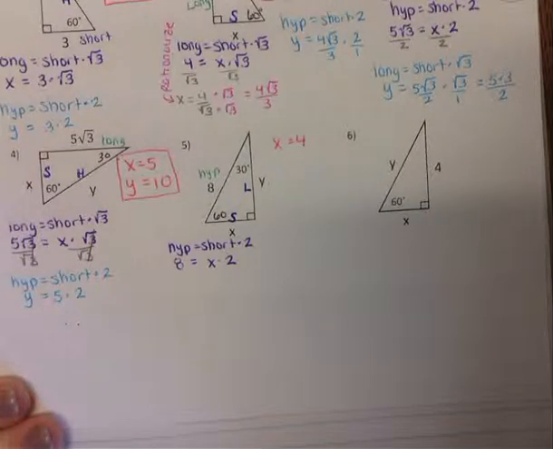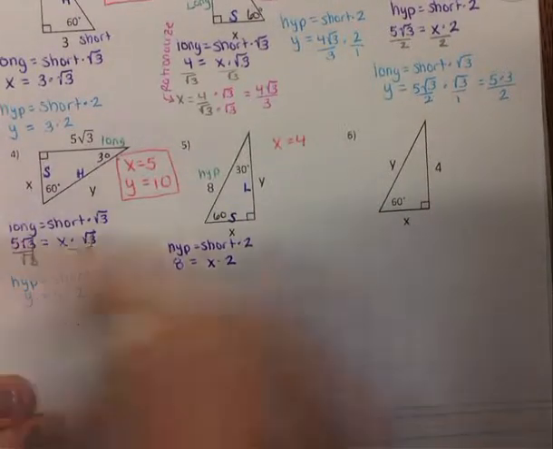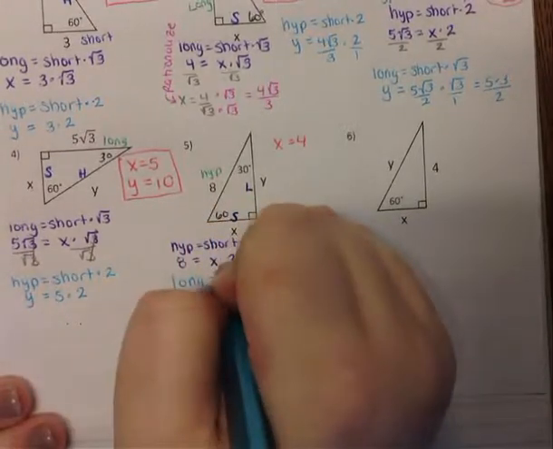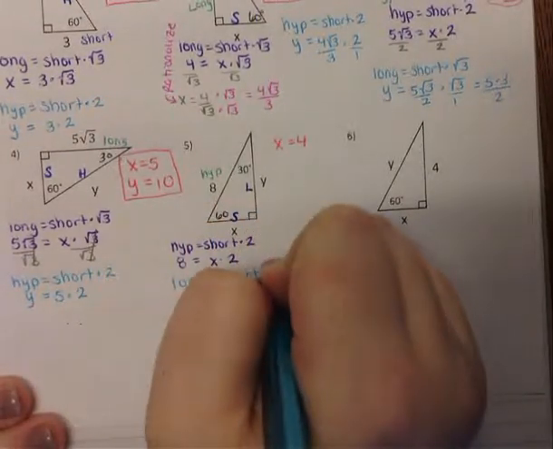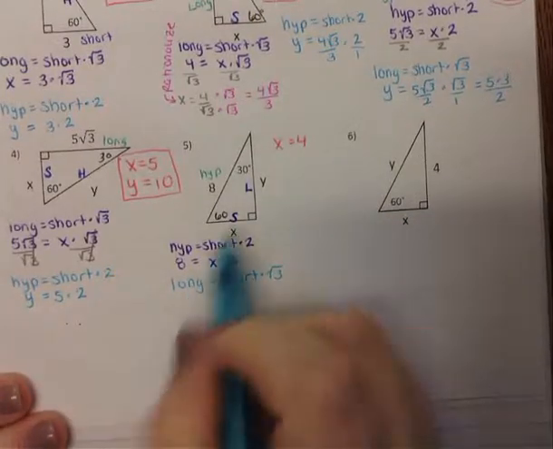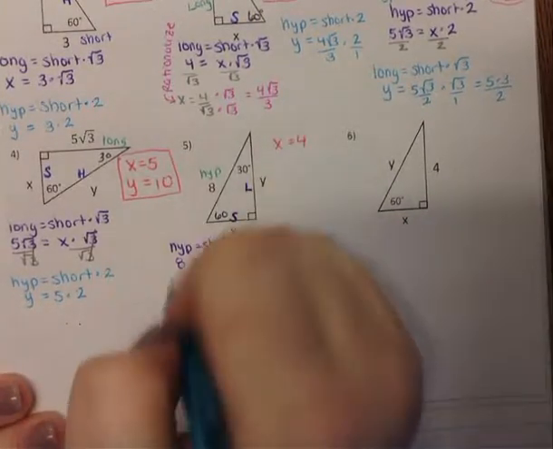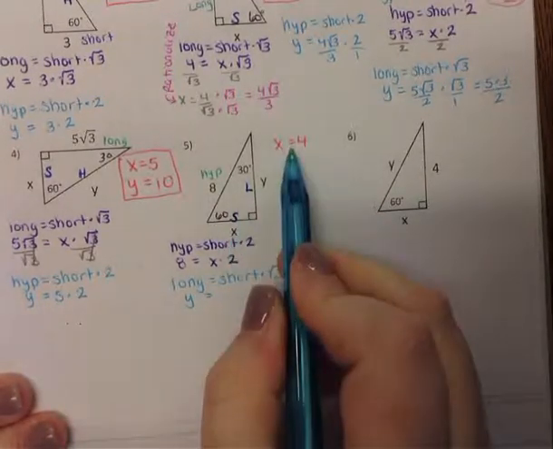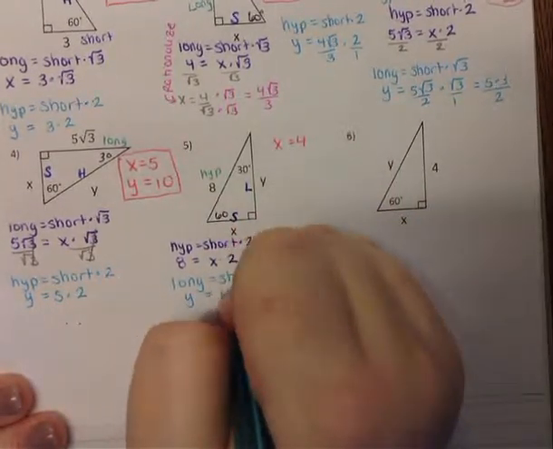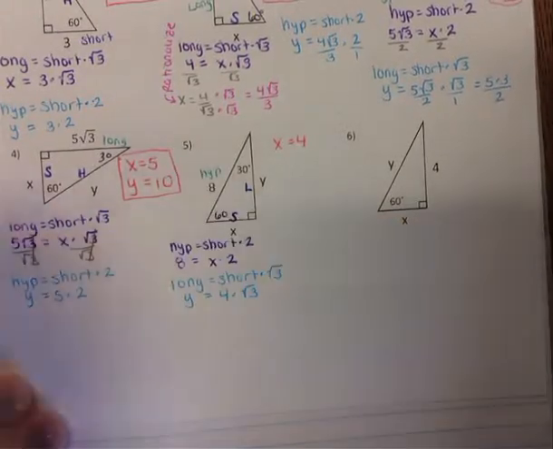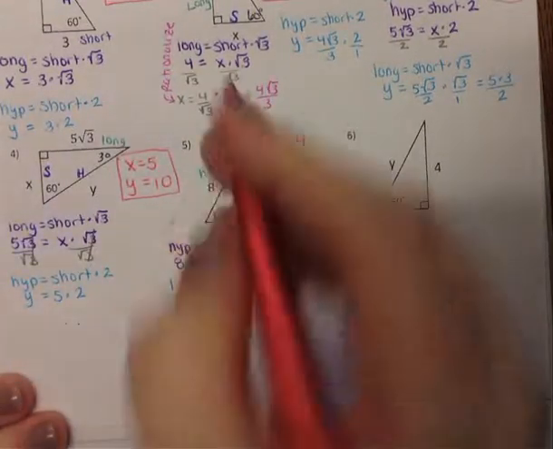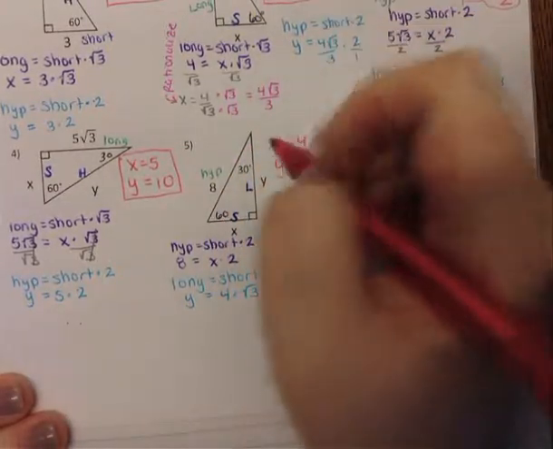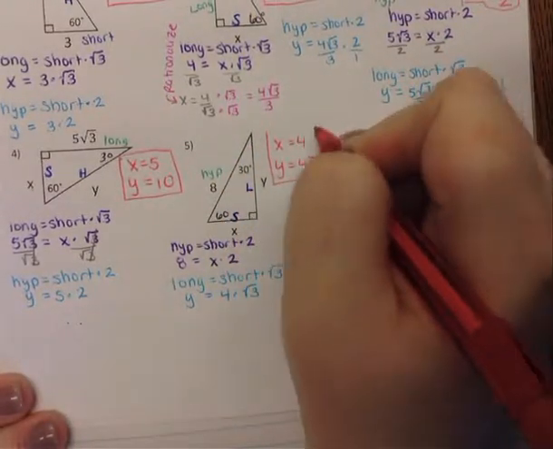So now we want to find our long leg. That's what we still need to find. So our long leg is equal to short times the square root of 3 in a 30, 60, 90. So our long leg is represented by y. Our short leg is represented by x, which we just found as 4, times the square root of 3. 4 times the square root of 3 is 4 square root of 3. So y is equal to 4 square root of 3. And those are our values.